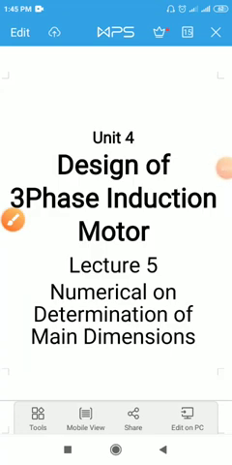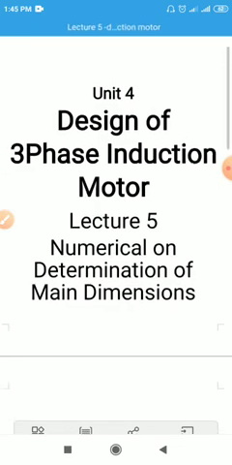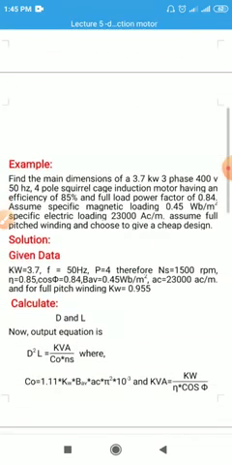Welcome friends. Now in this lecture we will solve one another type of example on determination of main dimension. Now let me first read the example.